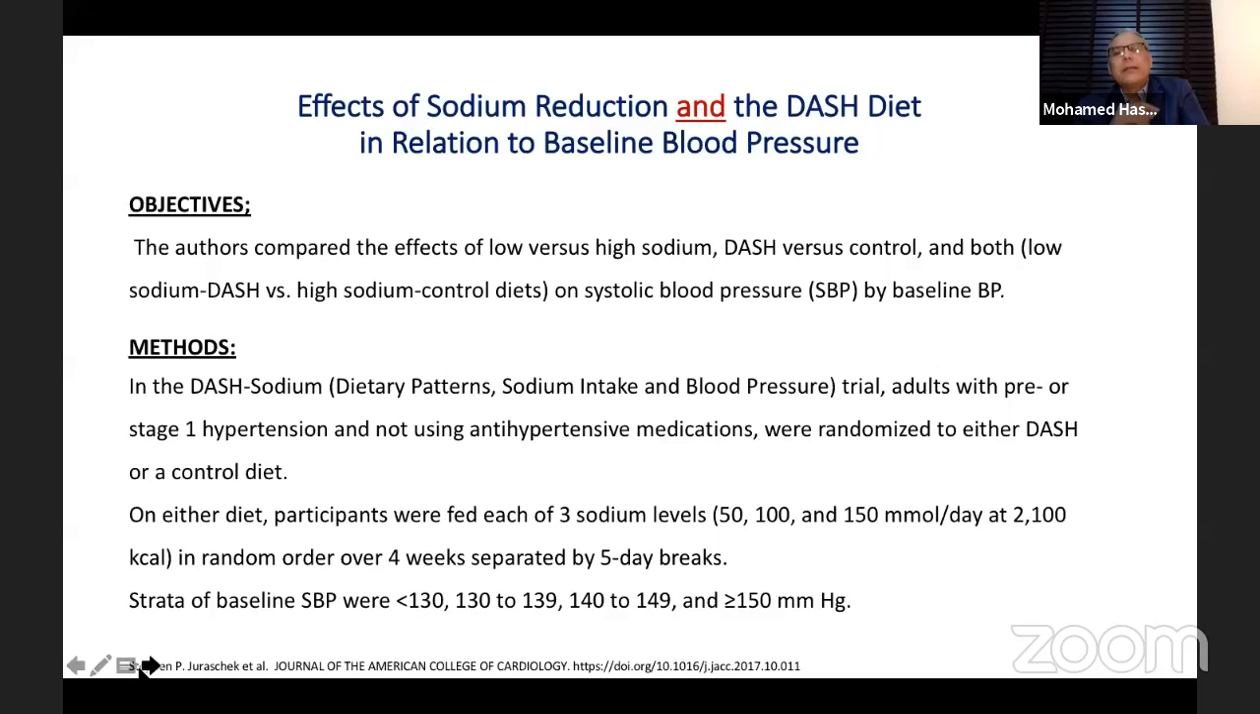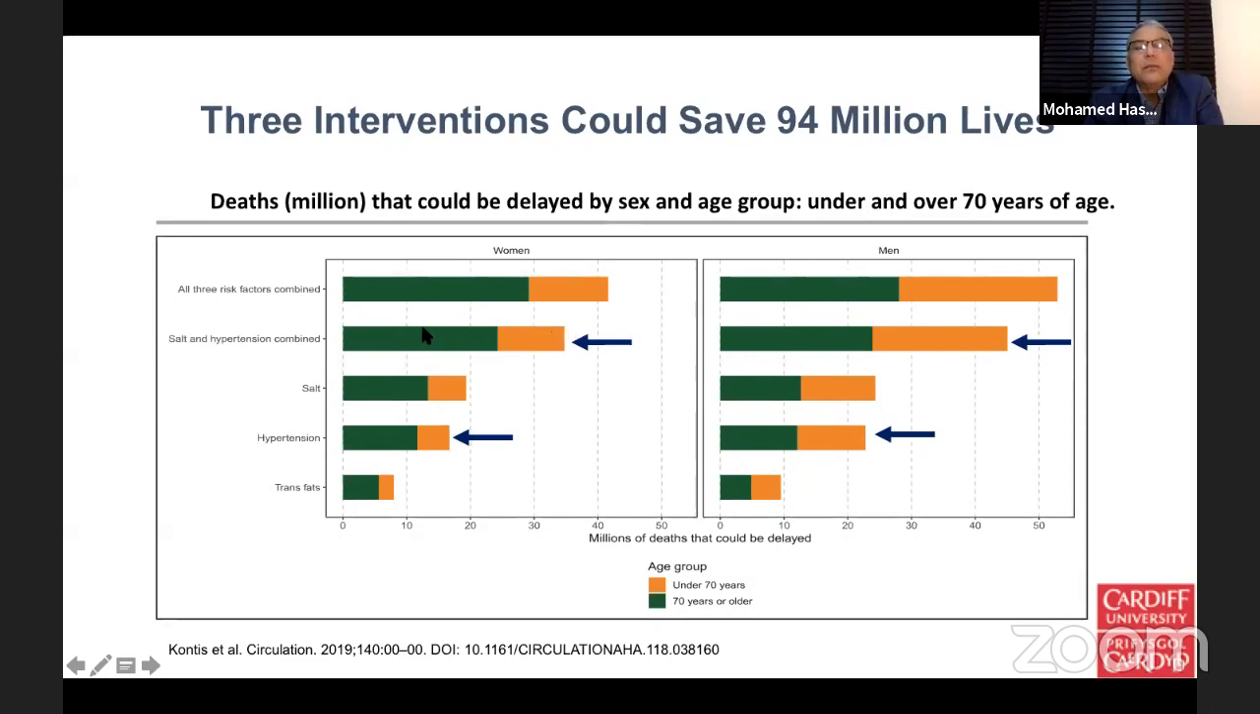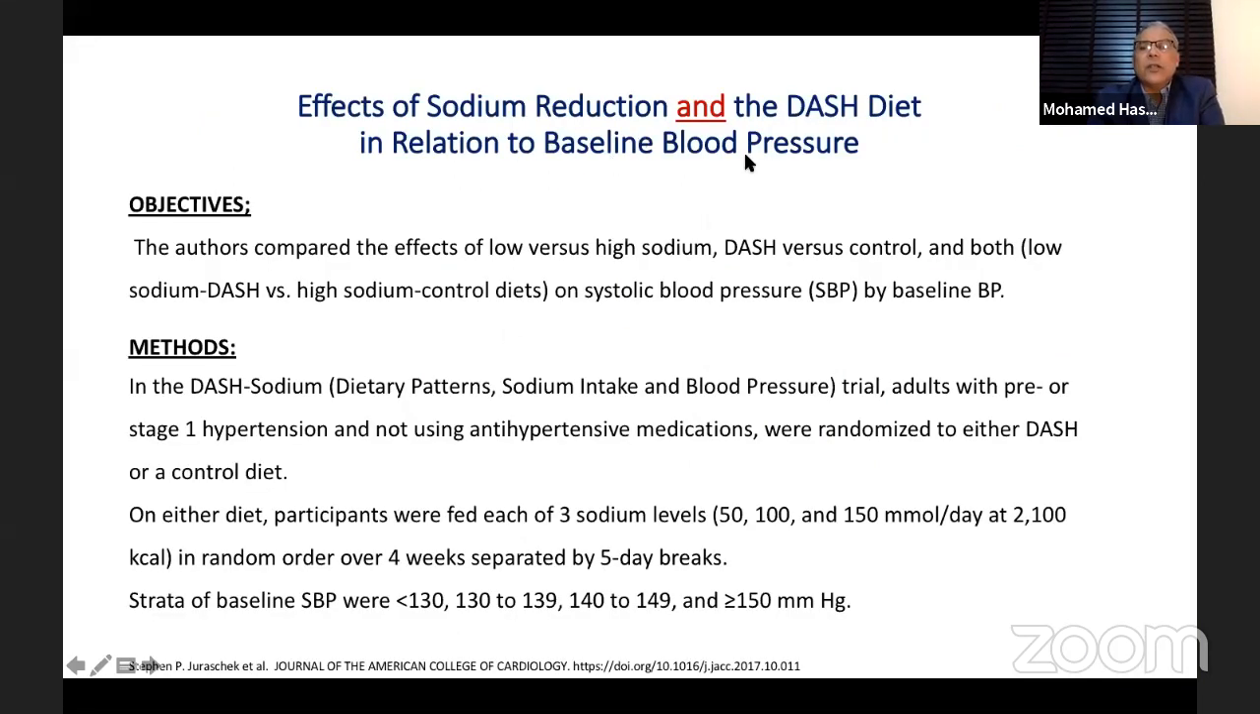So we have seen the impact of salt reduction along with antihypertensives. Here you saw the impact of combining both salt reduction and hypertension treatment accessibility. Now, in this particular study, they are answering the question, what if you have the DASH diet, but also low sodium? This was quite an interesting study published in the Journal of the American College of Cardiology in 2017. They randomized people to control or DASH diet, and randomized them according to the level of sodium intake, from 50 to 100 to 150 millimoles per day.